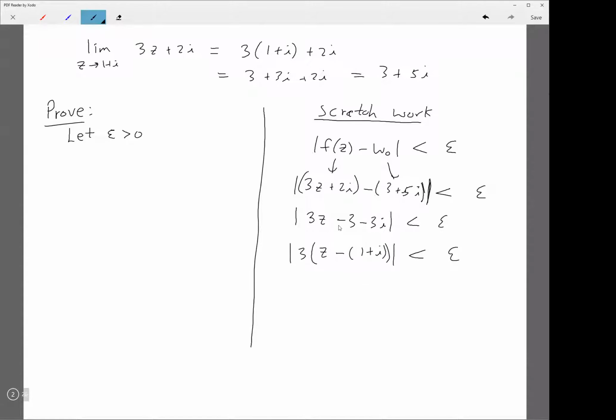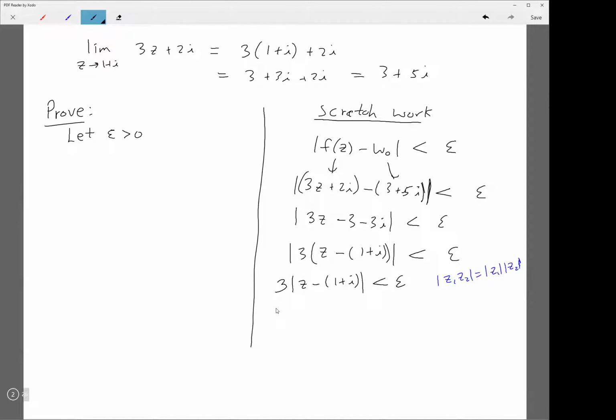Okay, now if you have the modulus or absolute value of a product, so we have 3 times all this, you can take the modulus of both of them. So this turns out to be 3 times the modulus of z minus 1 plus i. You can do that because that's one of the properties: the modulus of z1 z2 is equal to the modulus of z1 times the modulus of z2. You're using one of the properties in one of those propositions. That's how you're getting that part right there.